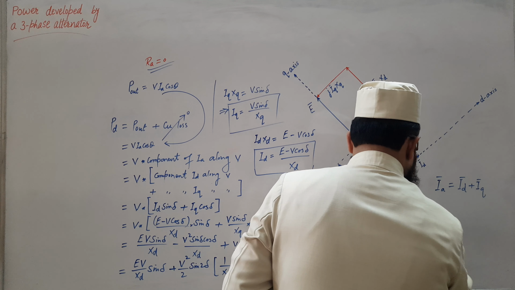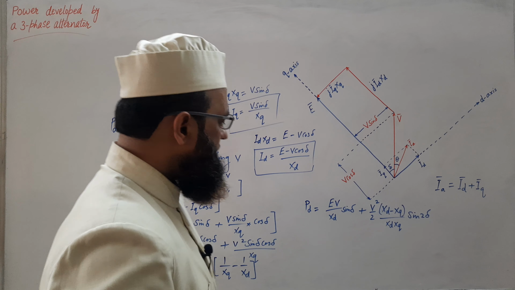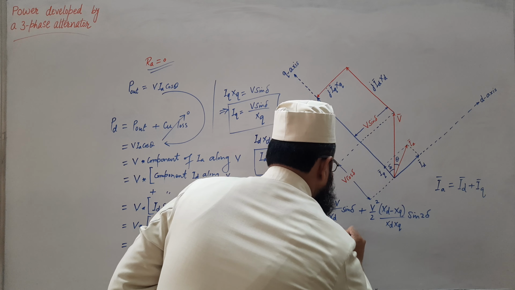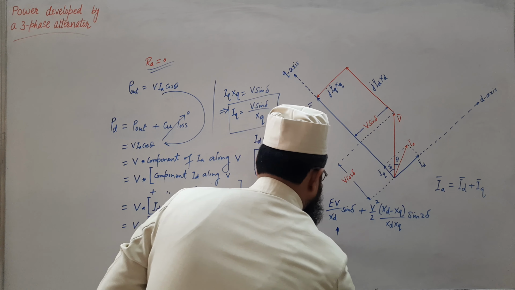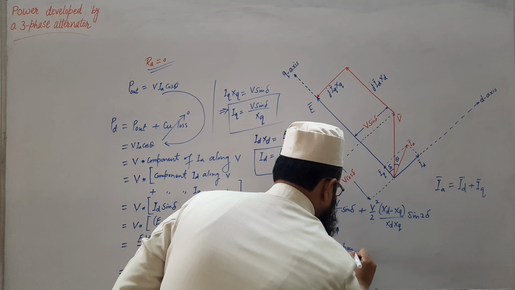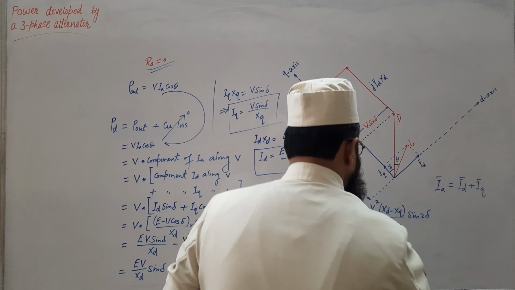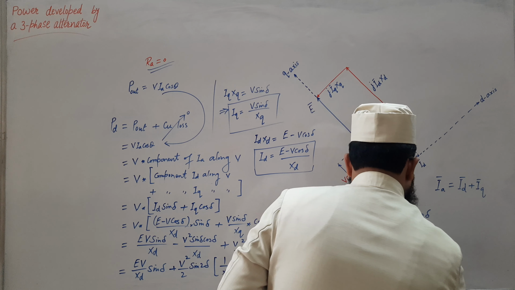So, we may observe that this developed power has two components. This component is known as excitation power, and this component is known as reluctance power.